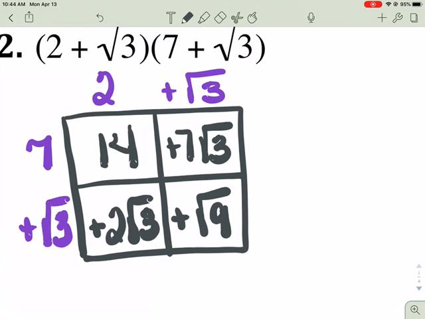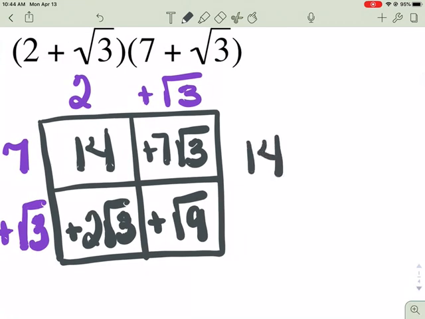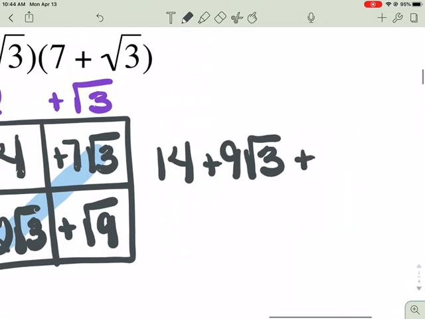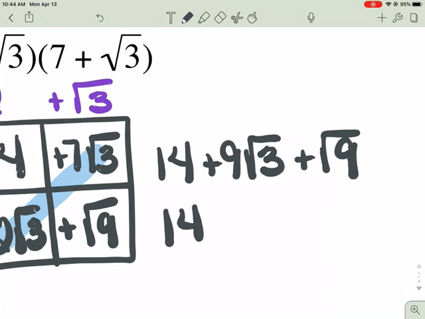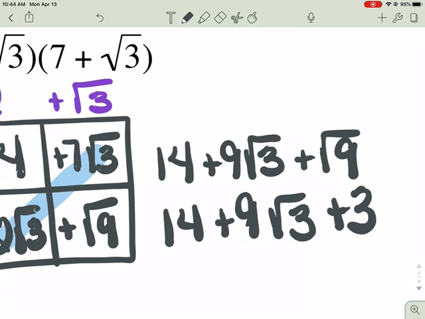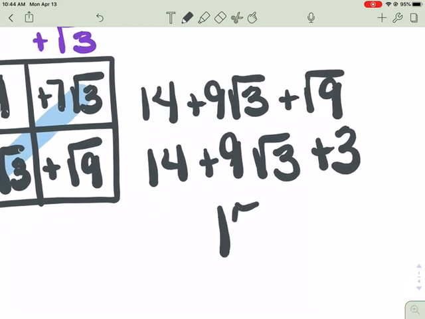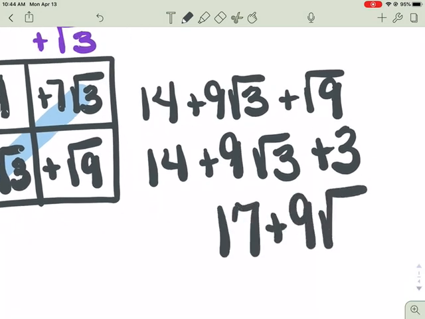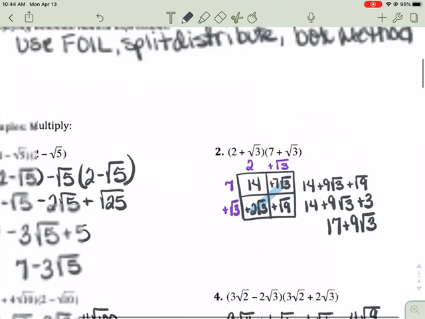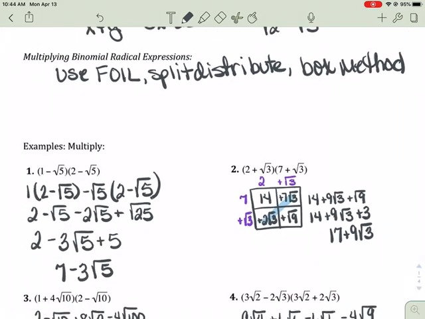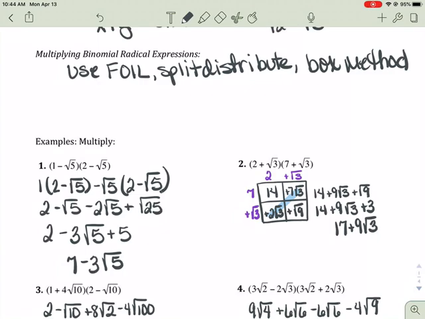So now I have 14. And keep in mind that these two are like terms, so I can add those together. So that's a positive 9 square roots of 3. And then plus the square root of 9. Square root of 9 is 3, so we have 14 plus 9 square roots of 3 plus 3. Add your like terms. We're going to get 17 plus 9 square roots of 3. All right, try the next two. Pause the video, try the next two, and then we'll check our answers.